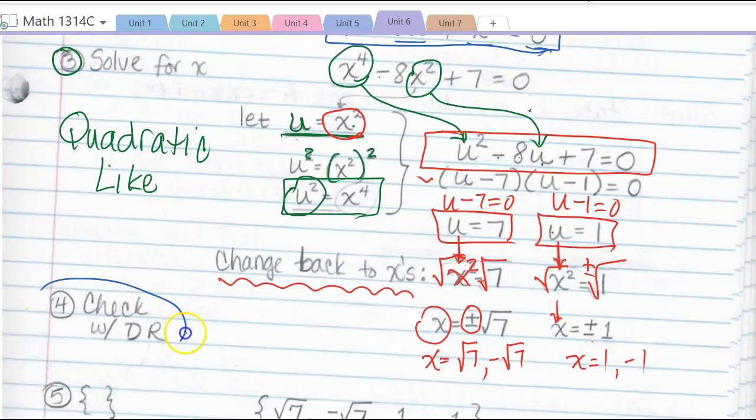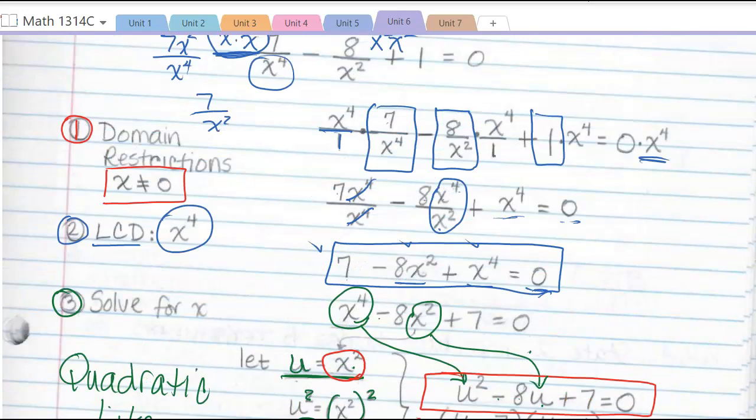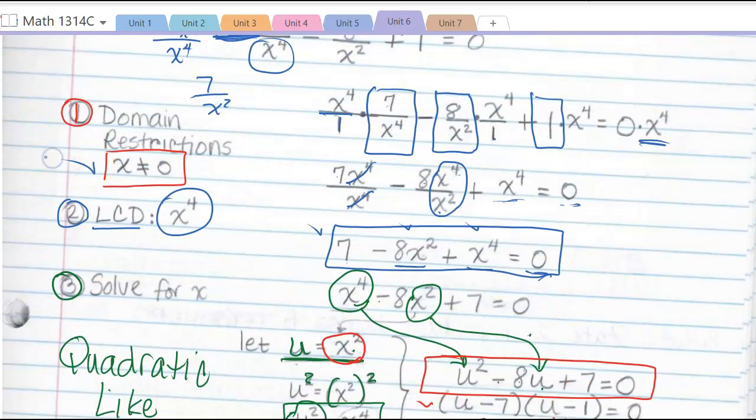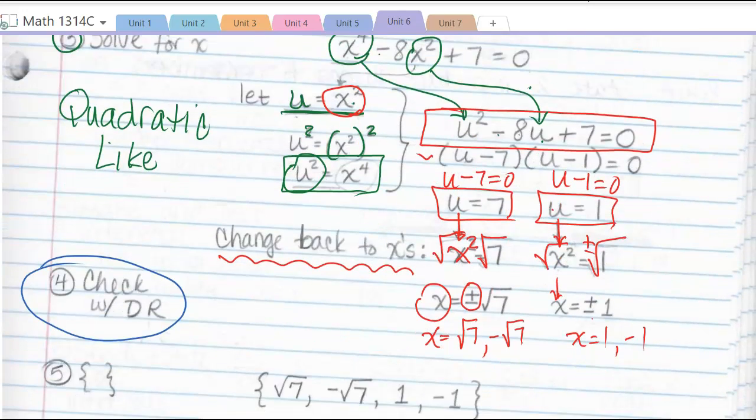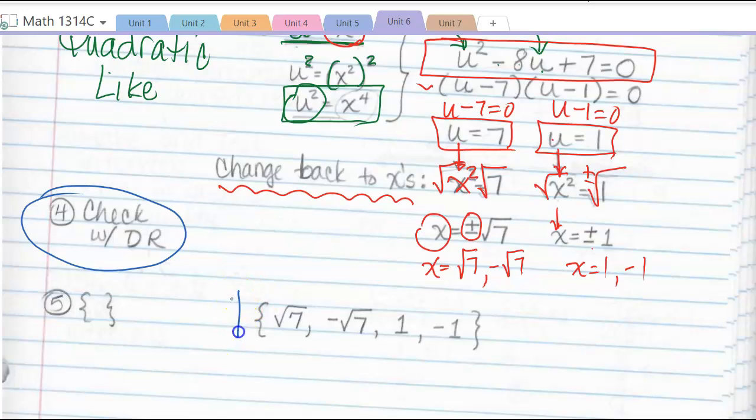Now let's check with our domain restrictions. If I come back up here to our domain restrictions, the only restriction we had was x cannot equal 0. We don't have x equal to 0, but we do have it equal to these 4 values. So I put those in the solution set. That concludes this video.